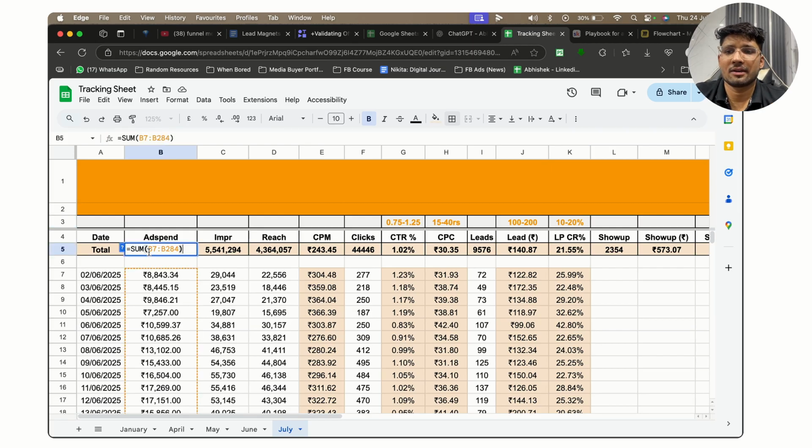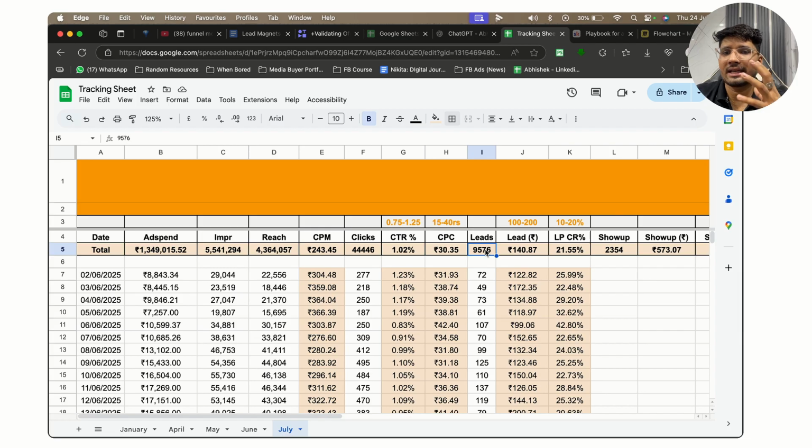So in total, we spent around 13 lakh 49,000 rupees on this campaign, and this is the total number of impressions, this is the total reach, this is the CPM we're getting on average, these are the clicks, and our CTR is 1.02%. So normally we are under KPIs, above 0.75 and below 1.25. So on average we are doing good here in terms of CTR. CPC is 30, again under KPIs, things are good here.